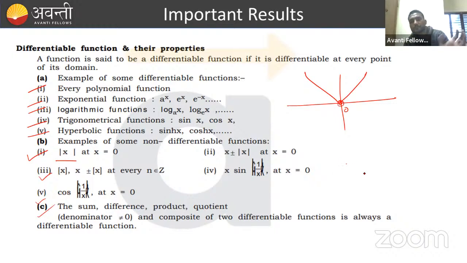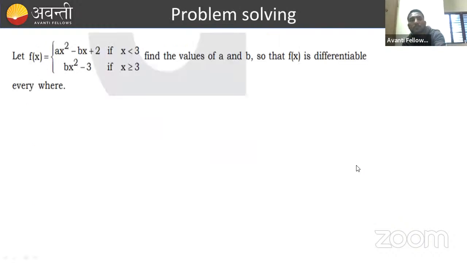So now we will see one problem. I think in the previous classes I have solved this problem, so I will skip this question because I hope you know it. I will simply remind you that they are saying: find the values of a and b so that the function is differentiable everywhere.